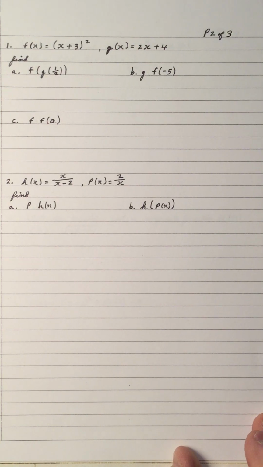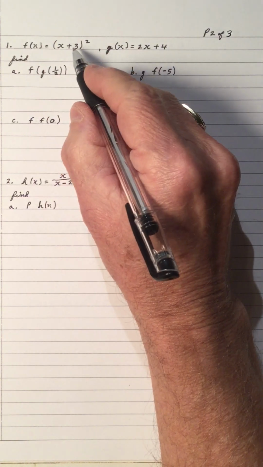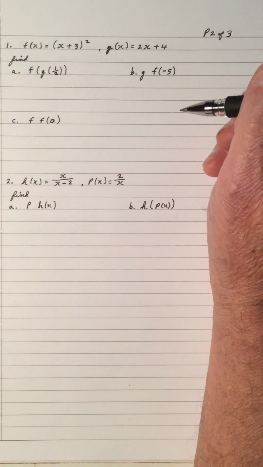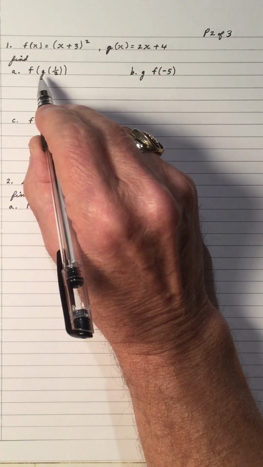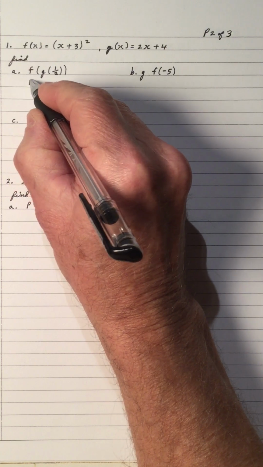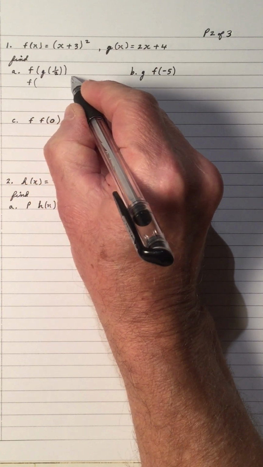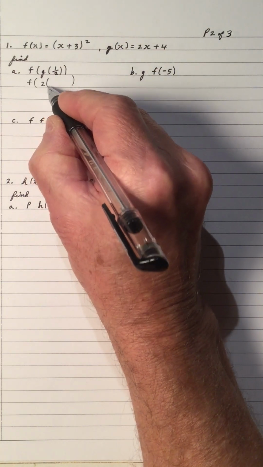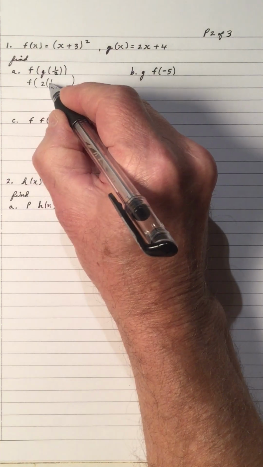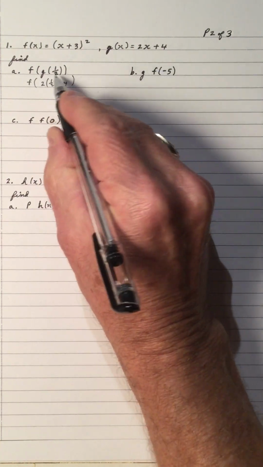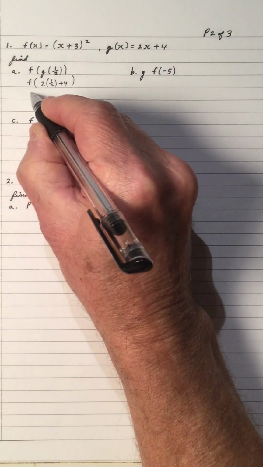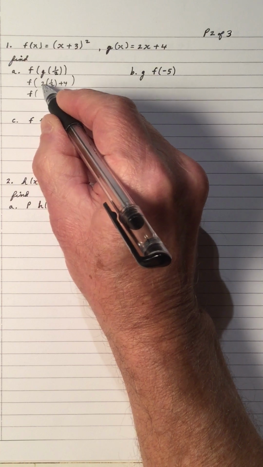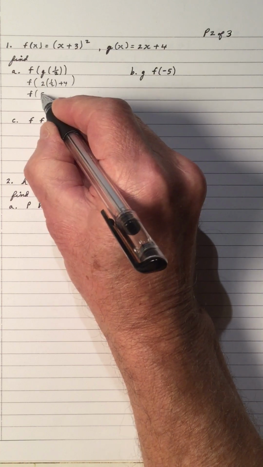Just more compositions. f of x equals (x plus 3) squared, and g of x is 2x plus 4. So what if we want to find f of g of a half? Well, for g of a half, x is a half, so a half goes in the place of x in g. So that's 2 times a half, which is 1, plus 4 is 5.